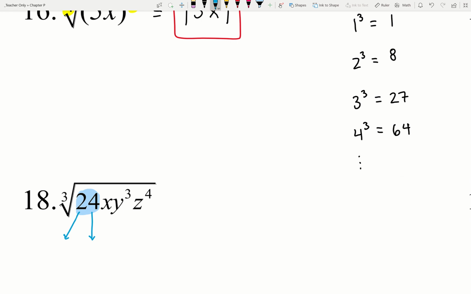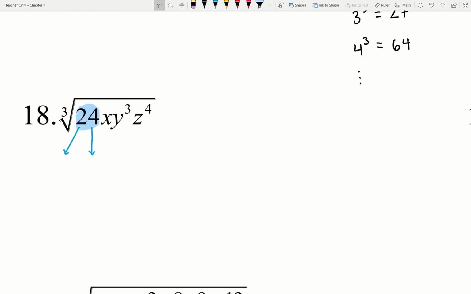So if you look at 24, you look at your list of perfect cubes, I think the largest number in this list that's going to go into 24 is, of course, 8. And that is something that we can write as 2 cubed. So 24 we could write as 8 times 3, of course. And then that 8 we can further write as 2 cubed times 3.